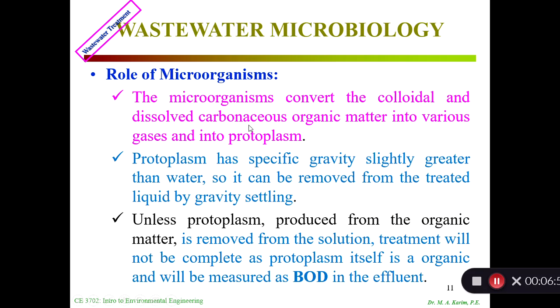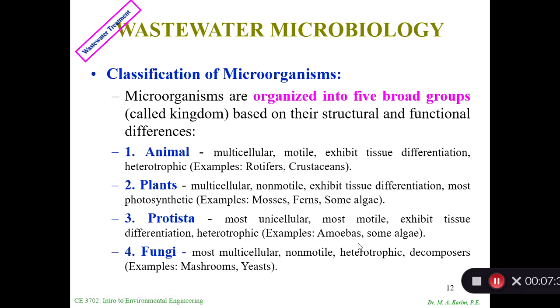So, the role of microorganisms. The microorganisms convert the colloidal and the dissolved carbonaceous organic matter into various gases and into protoplasm, meaning new cells. It could be carbon dioxide, and could be methane or some other gases, carbon dioxide and water and other things, depending on what kind of system we are doing, aerobic or anaerobic. Protoplasm has a light specific gravity. Unless protoplasm produced from the organic matter is removed from the solution, treatment will not be completed, as protoplasm itself is organic and will be measured as BOD5 in the effluent.